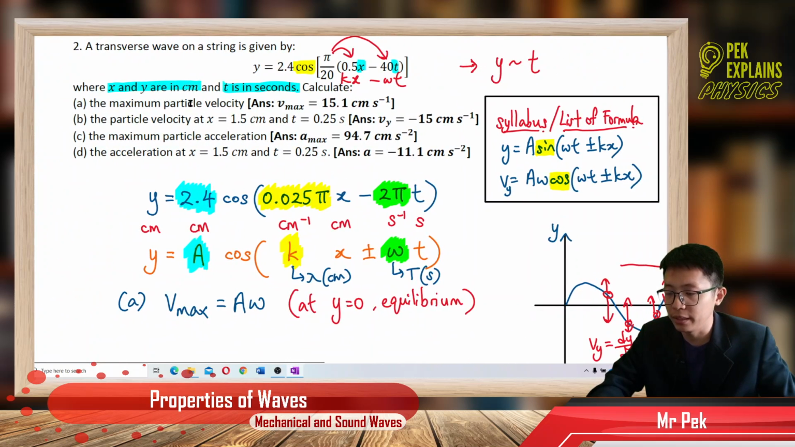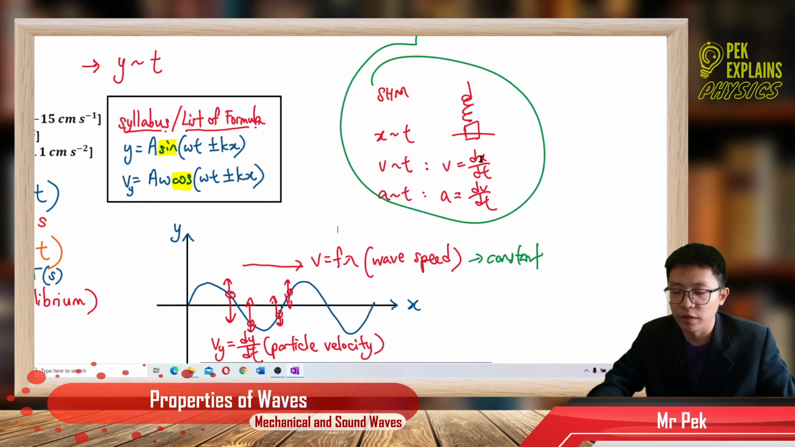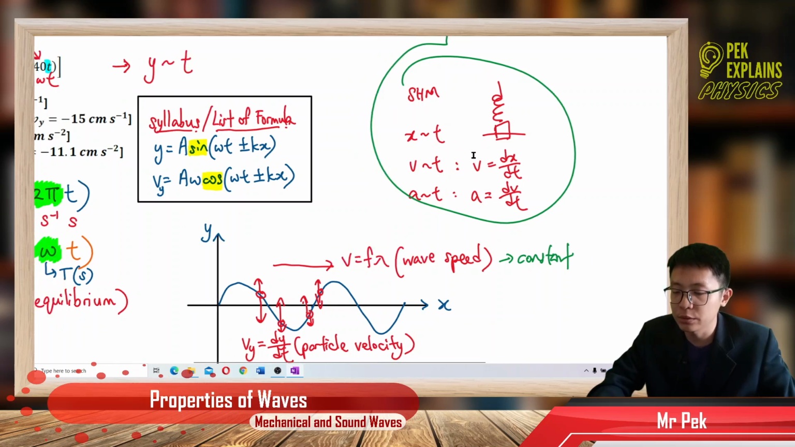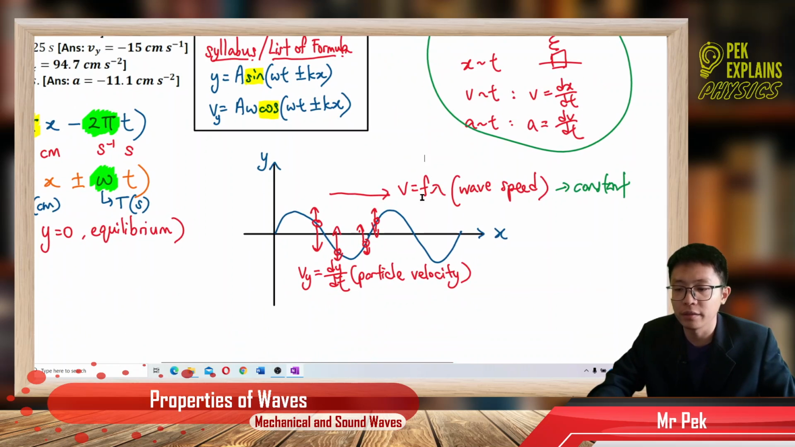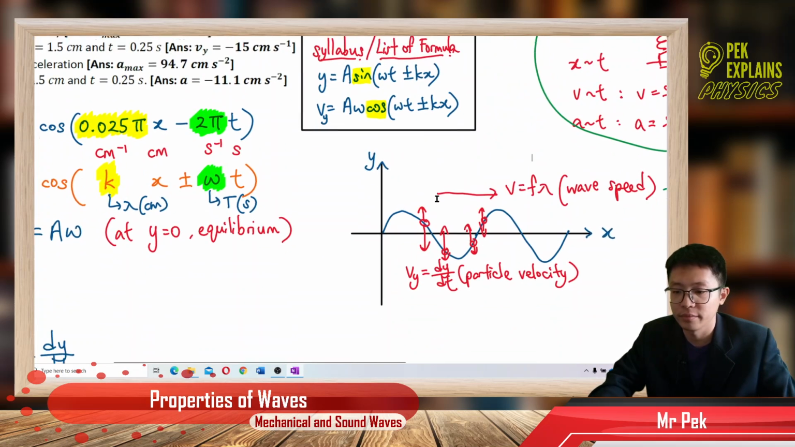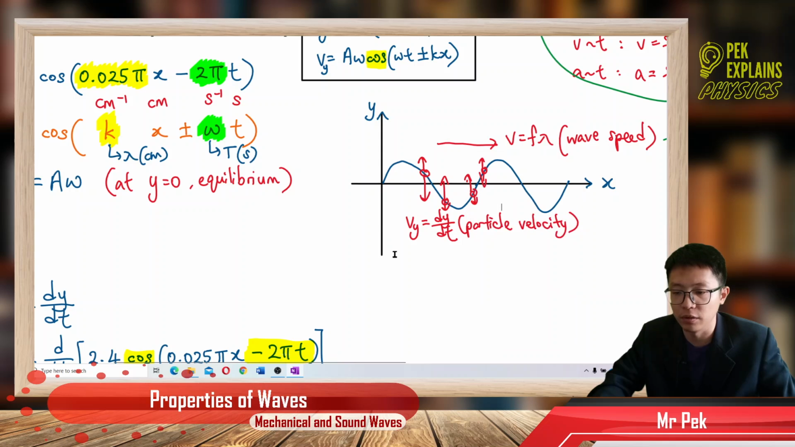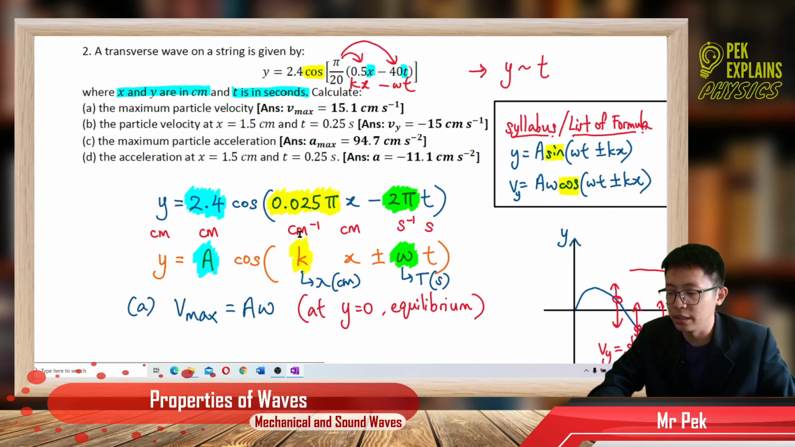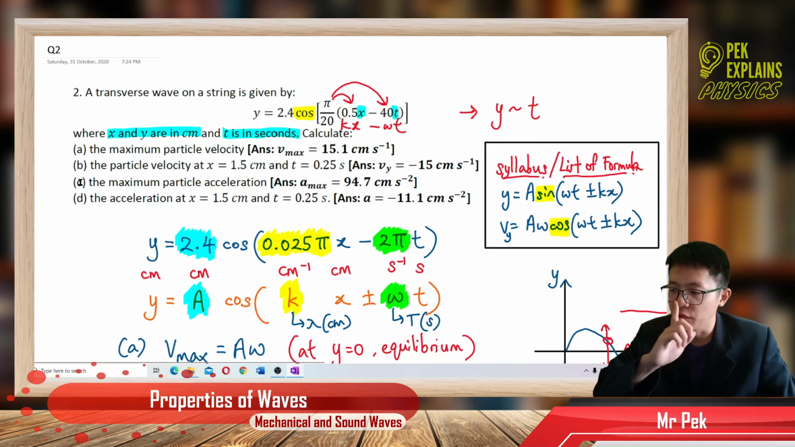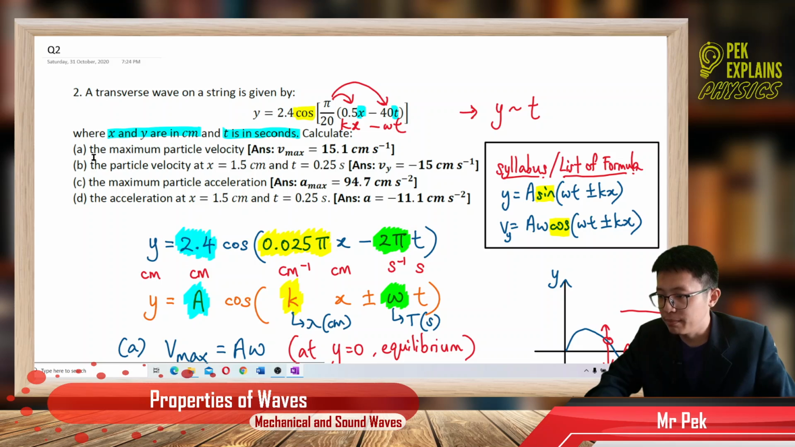So we are talking about particle velocity. We need to differentiate from the displacement equation to get velocity, and differentiate from the velocity equation to get acceleration. That's what we're going to do. We're not going to find v equals f lambda. Okay, we want to find the particle velocity, so we need to differentiate. But first of all, it asks about the maximum particle velocity.